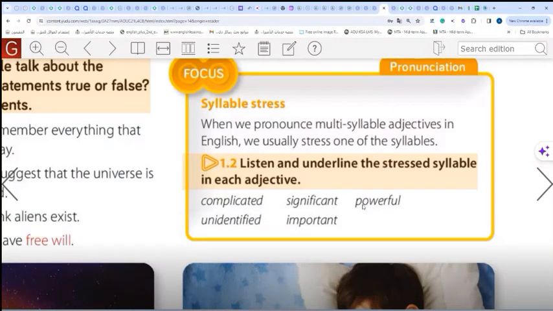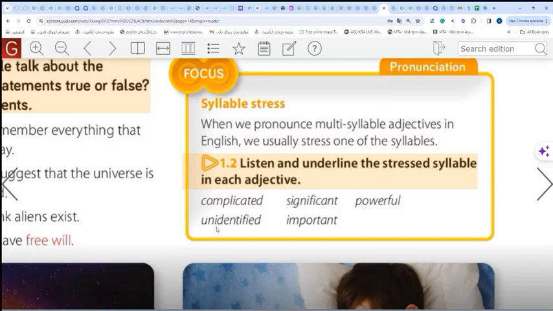Dear students, a syllable should include one vowel. That means a syllable in a word must contain a vowel so as to be able to identify syllables. So we must know that a syllable in a word must contain a vowel: A, E, I, O, or U. Okay.